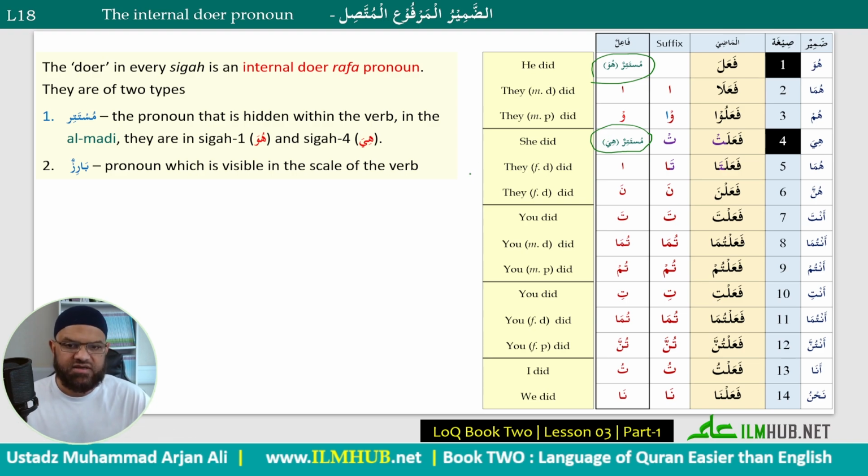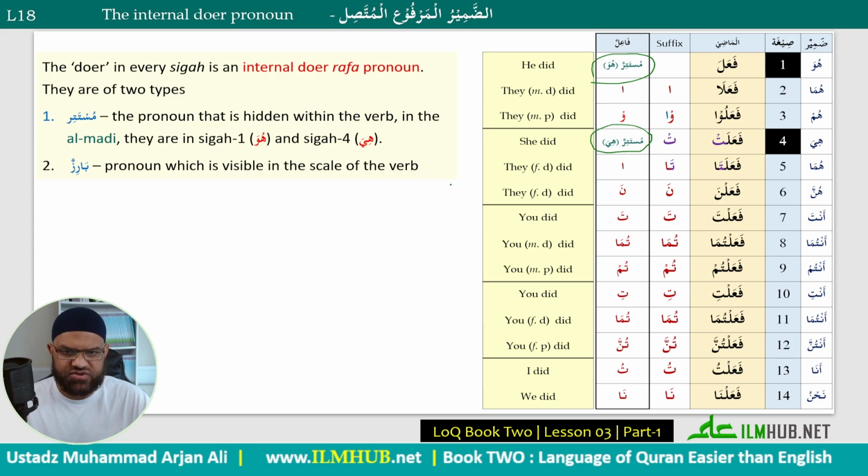So they're called mustatir. So in the Madi, number 1 and number 4, and that's why I've colored it black as well, but because of another reason, I'll explain that shortly. But the rest of them are called bariz, which means the pronoun is visible. You can see it. There is something there that indicates the doer pronoun. And of course, all of them are mentioned on this slide, and it has been mentioned in the previous lesson in detail. So these are the two types: mustatir, hidden, or bariz, a pronoun which is visible in the scale of the verb.